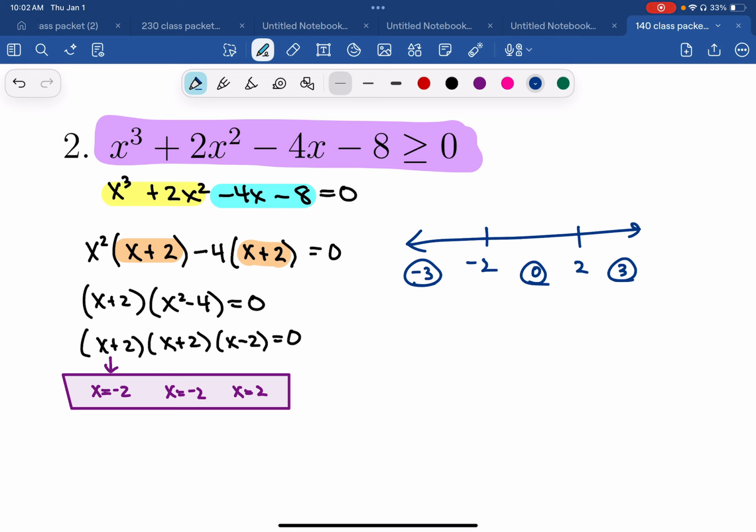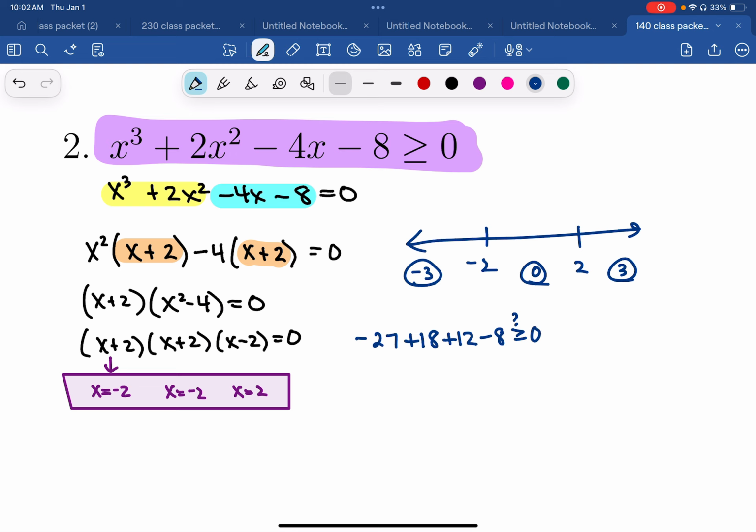So when I plug in a negative 3 and I cube it, negative 3 times itself 3 times is negative 27. For 2x squared, my negative 3 squared would be 9, and then we multiply it by the 2. So 9 times 2 is 18. Minus 4x. So I'm taking negative 3 times a negative 4, and that's positive 12. And then minus 8. And the question is, is that greater than or equal to 0?